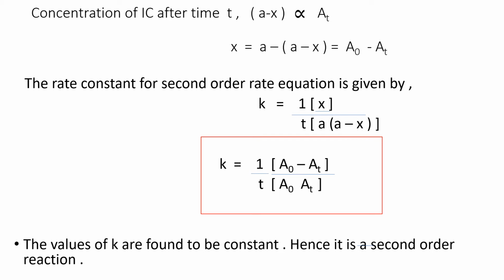You will get K is equal to 1 by T into, so X is A0 minus AT, that is A0 minus AT, by A is proportional to A0, so I can write it as A0. So A minus X is proportional to AT, so I am writing AT. So finally your equation will be K is equal to 1 by T into A0 minus AT by A0 into AT. So while calculating the K value, your values are found to be constant. Hence, it is a second order reaction.